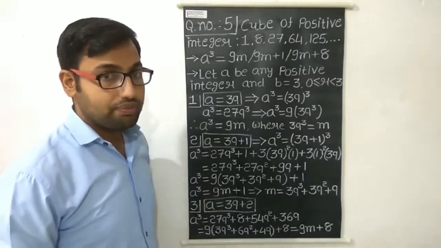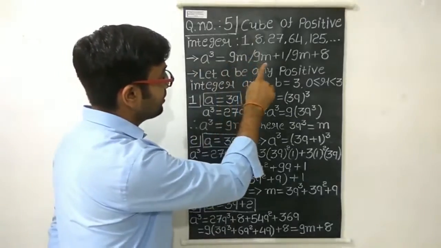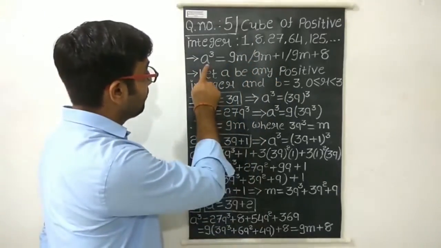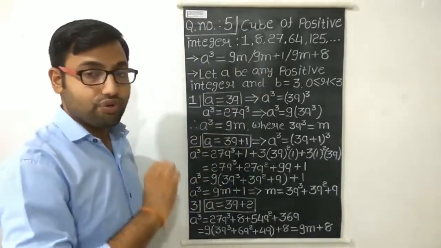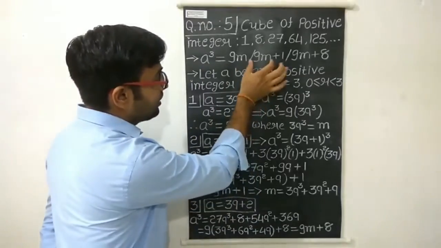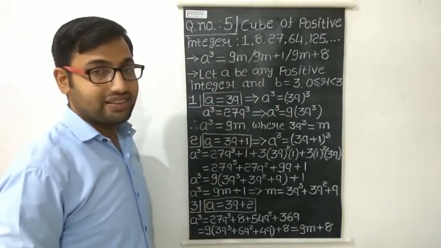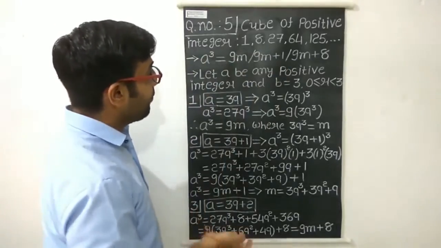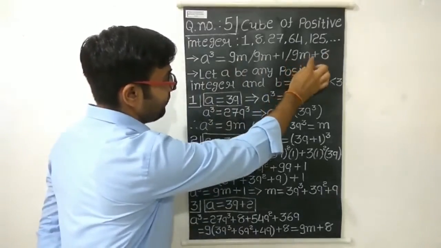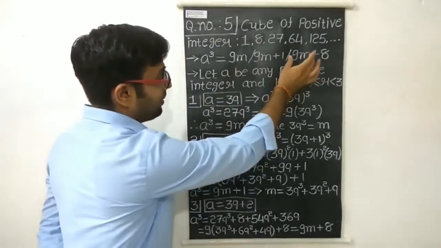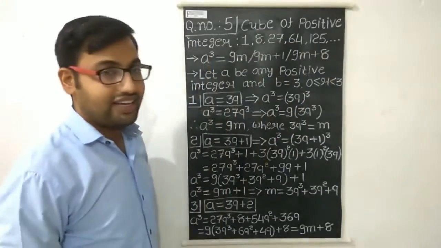Again you may have a question in mind: how can we represent 1 in one of these forms? We can write 1 cube in this form by taking the value of m equal to 0. If we take m equal to 0, this whole term becomes 0, only 1 will remain. So 1 cube we get as 1. Again, one question is how we get the cube of 2, which is 8? In this case, if we take m equal to 0, then this whole term becomes 0, only 8 will remain. So the cube of 2 we get is 8.